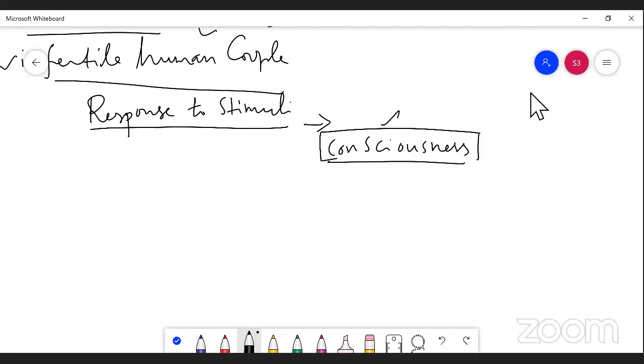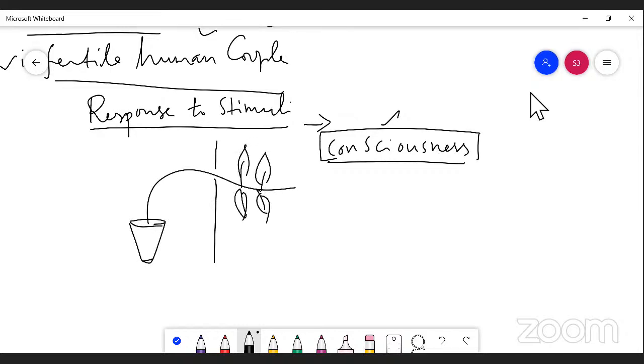For example, bending towards the sunlight, moving to the sunlight. This is the response to stimuli. Another example is the touch-me-not plant, Mimosa pudica. When you touch the plant, it closes its leaves.